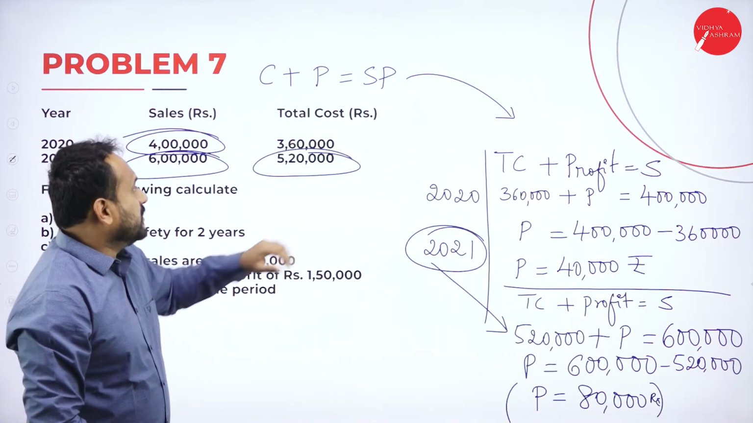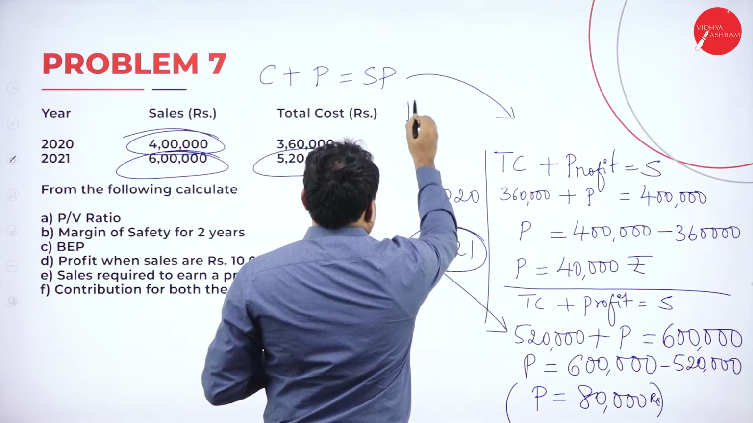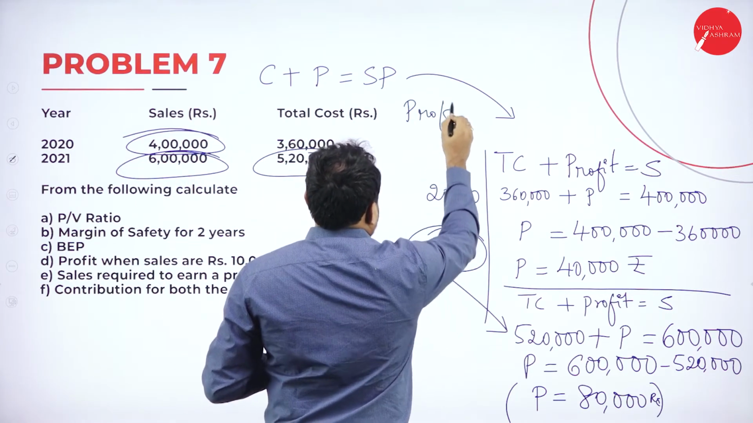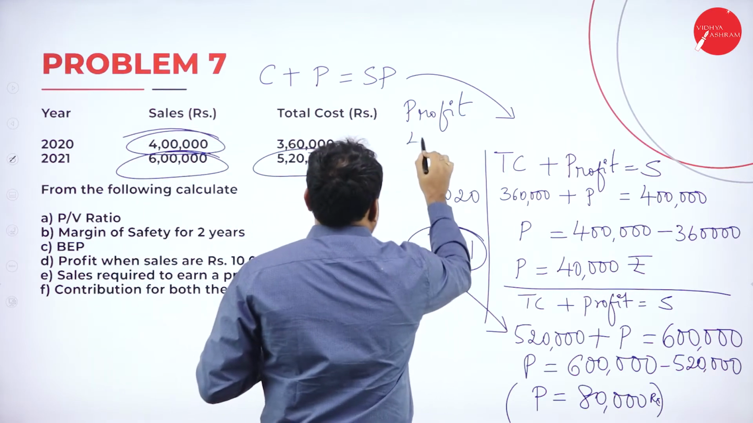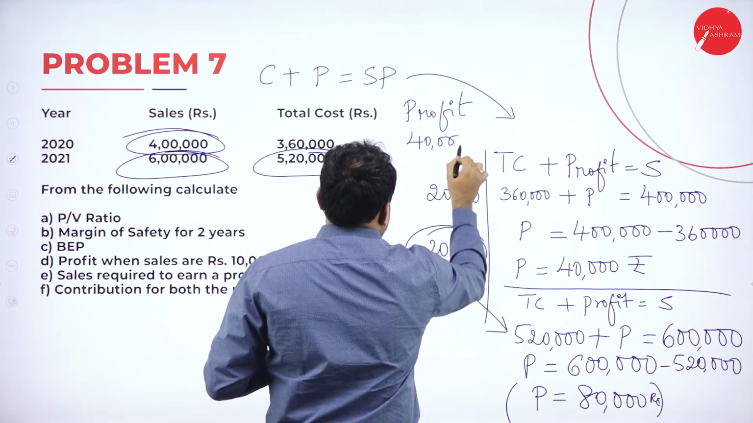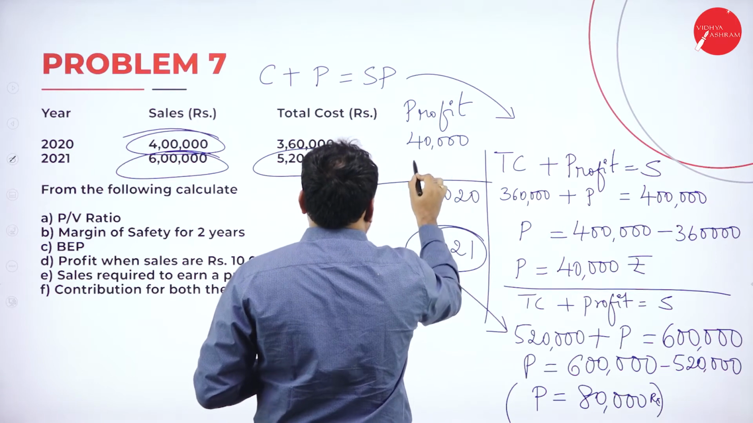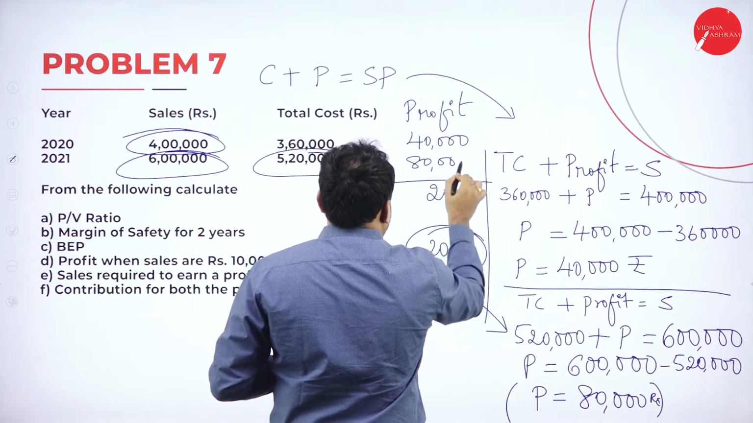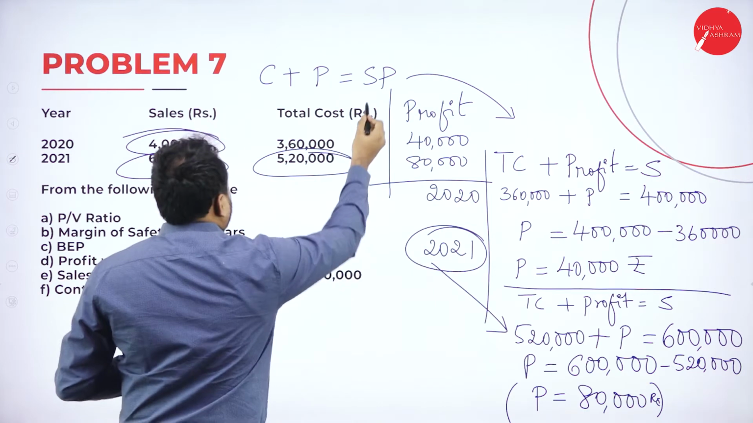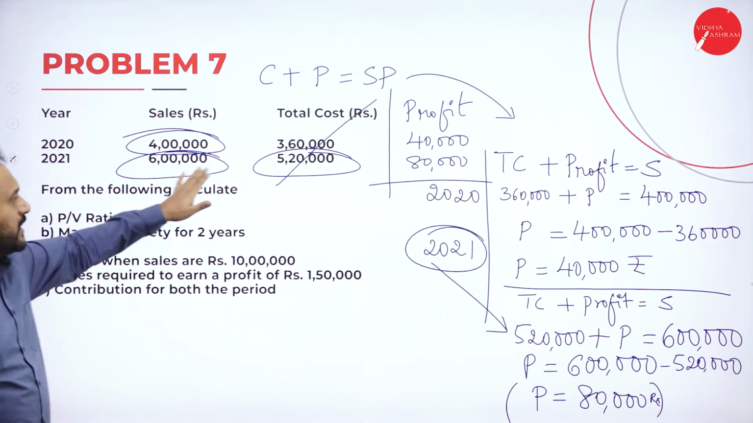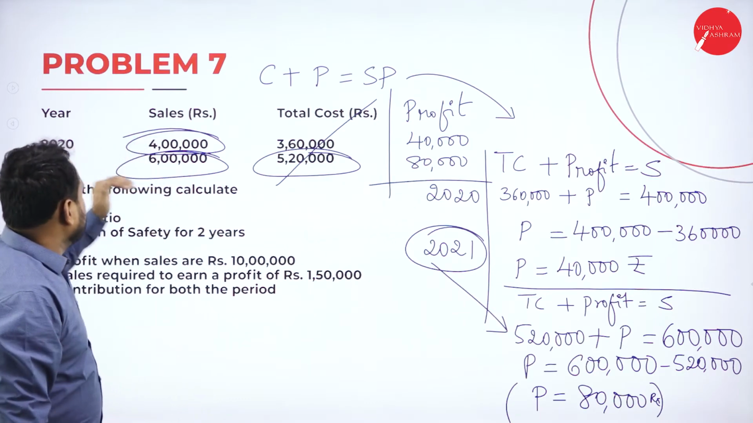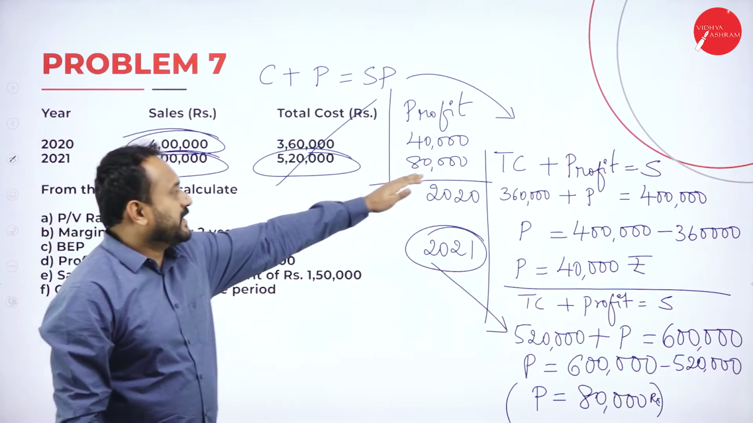So now the problem is like this. You go with this profit. How much is my profit? Here it is 40,000 and here I have 80,000. So this is the column. Now I don't need this column. So the question is, sales is 4 lakh, profit is 40,000. Sales is 6 lakh and profit is 80,000.